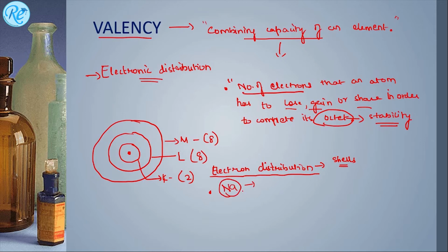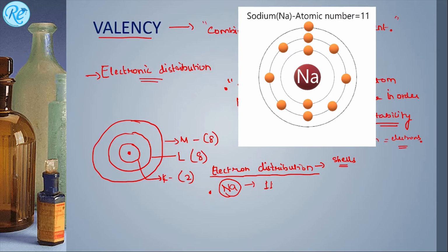For example, if I ask you to write the electron distribution of sodium, you'll have to know its atomic number first, because atomic number is more fundamental. Atomic number is the number of protons, which will be equal to the number of electrons whose distribution we have to write here. So the atomic number of Na is 11. Please don't worry, at least from 1 to 20 you'll have to remember the atomic numbers of elements, and it will be very easy if you keep practicing daily. So Na, I know, is 11.